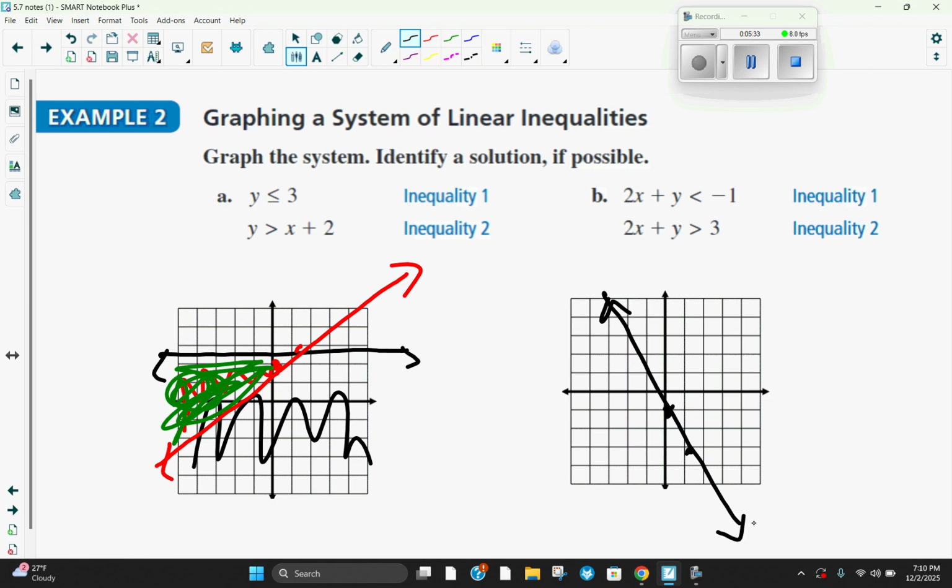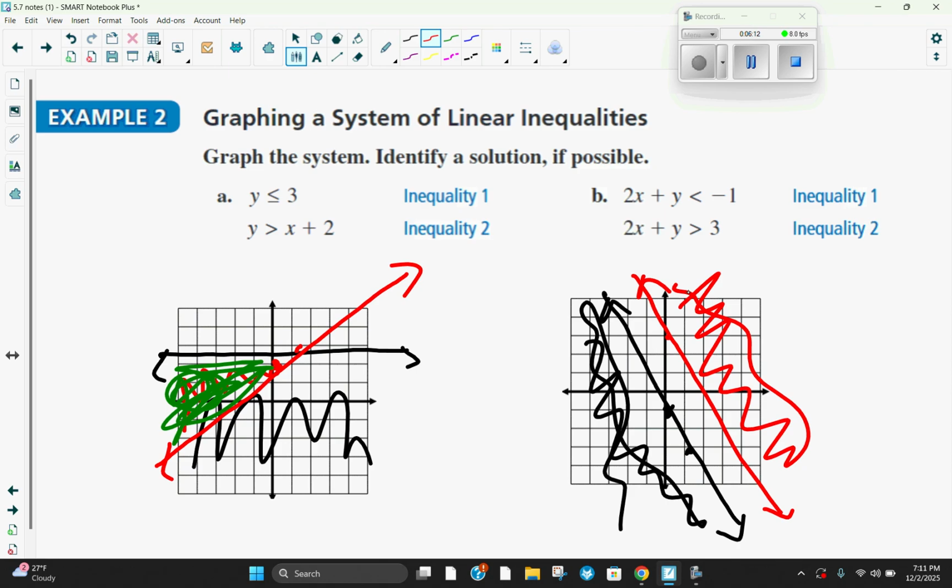And I'm not going to do the above and below thing yet. I'm just going to plot the other line. So we'll do that one in red. Y-intercept of 3. It's going to have that same slope, -2. All right, so where's the solution? Okay, so if I look at the first equation, it's y less than. So it's going to be everything below the black line. So everything below that. And then the second one, it's y greater than, so it's everything above the red.